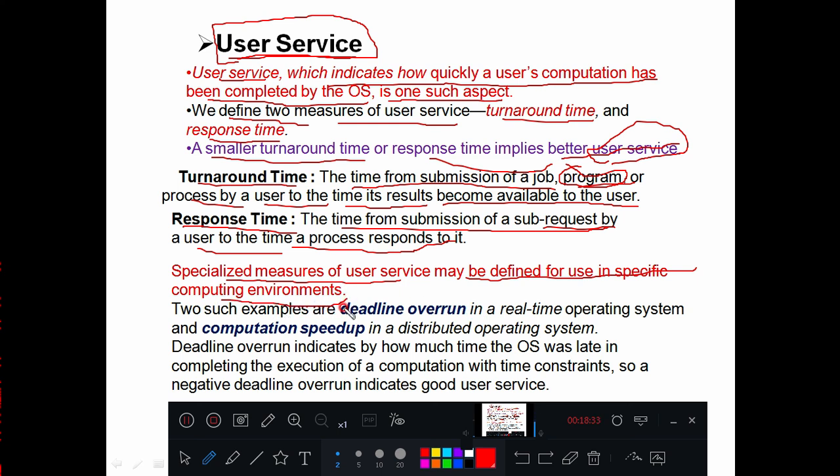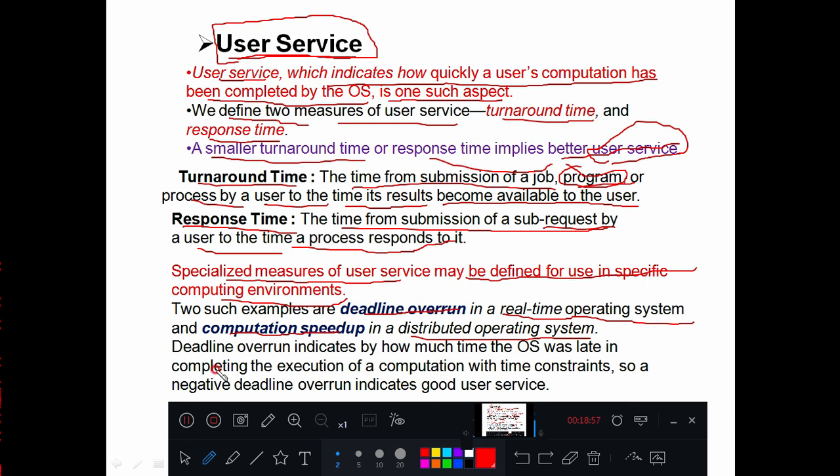Specialized measures of user service may be defined for use in specific computing environments. We will discuss this in a later chapter, so don't worry about it. Two such examples are deadline overrun in a real-time operating system, which we'll understand when I discuss classes of operating system, and computational speedup in a distributed operating system. These two terms will appear again when we discuss classes of operating system.